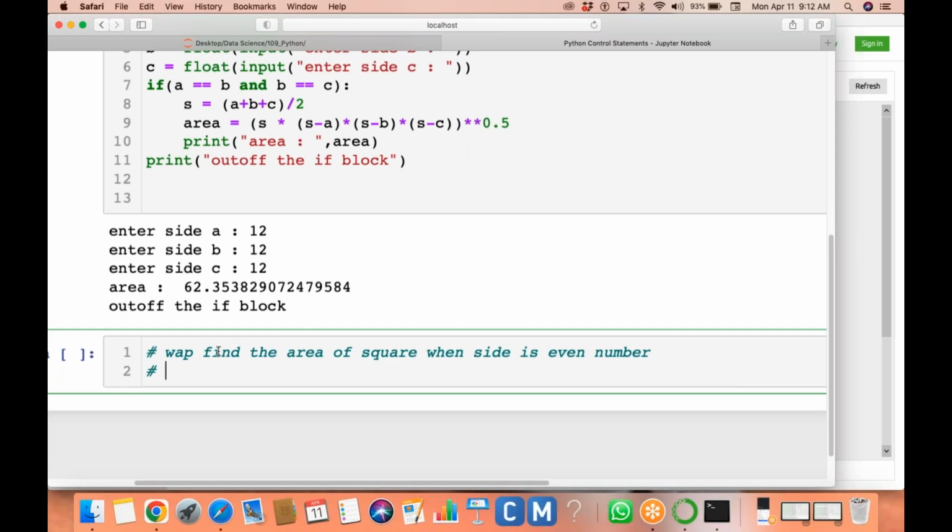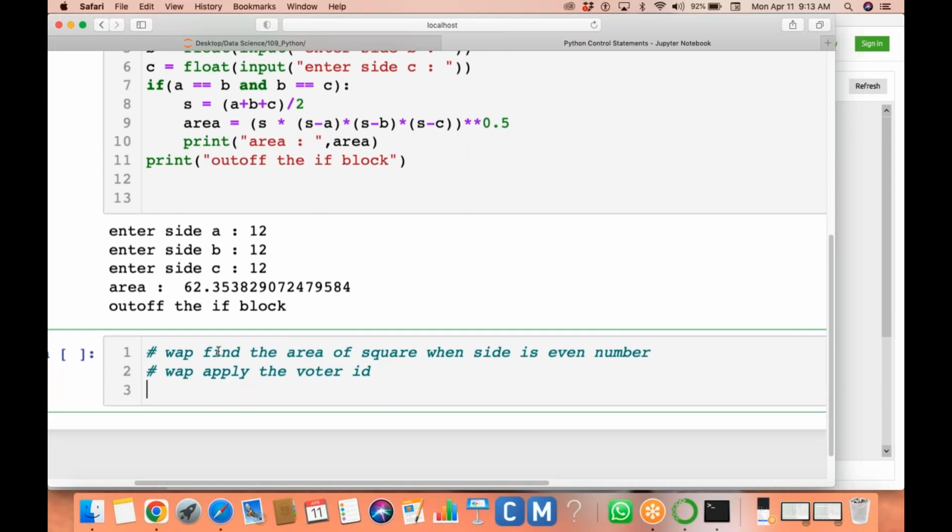This is one program. Next one is: write a program to apply for a voter ID. If you want to apply for a voter ID, make sure that your age is more than 18, right? Yeah, you just do these two programs. That's it.